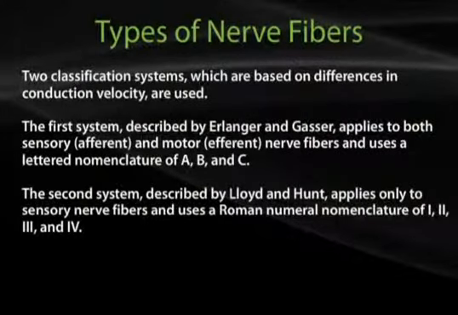Two classification systems, which are based on differences in conduction velocity, are used. The first system, described by Erlanger and Gasser, applies to both sensory afferent and motor efferent nerve fibers and uses a lettered nomenclature of A, B, and C. The second system, described by Lloyd and Hunt, applies only to sensory nerve fibers and uses a Roman numeral nomenclature of 1, 2, 3, and 4.